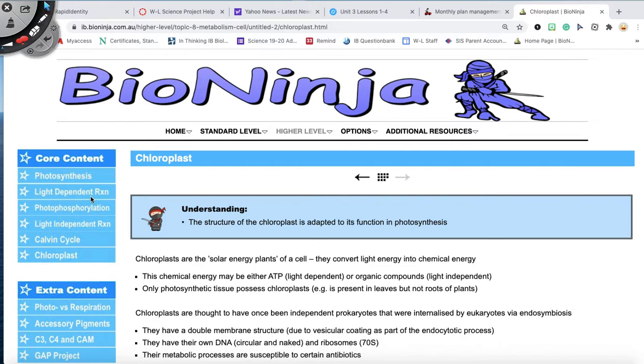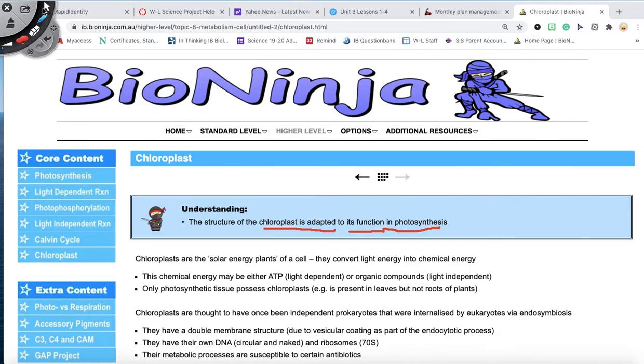But before we delve into those topics, first we're going to look at the structure of the chloroplast. The essential understanding says that the chloroplast is adapted to fit its function in photosynthesis. So pretty much like the mitochondria, form fits function. That's the main idea that you should always remember.